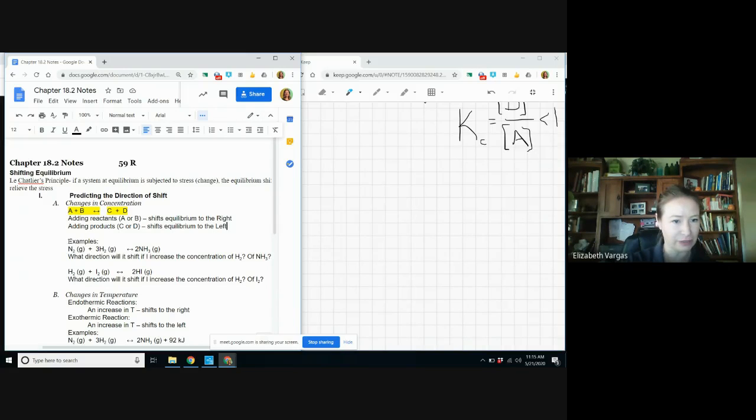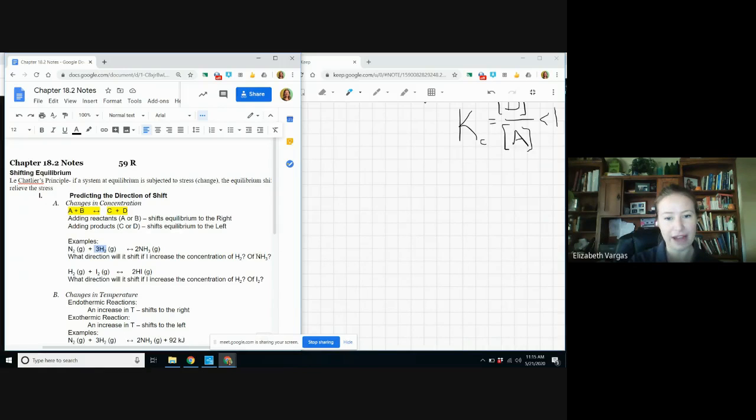Okay, so let's look at a real example. Nitrogen and hydrogen come together and they rearrange and they make ammonia, NH3. What direction will it shift if I increase the concentration of H2? So if I add to the hydrogen, that's a reactant, which way will it shift? It goes the opposite, so it's going to shift right.